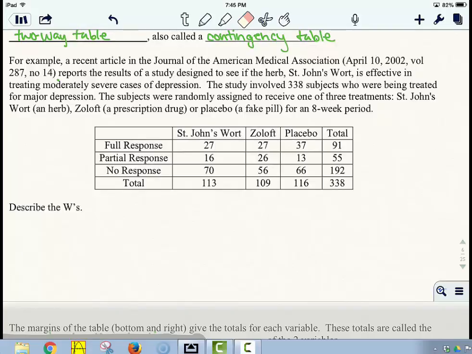The study involved 338 subjects who were being treated for major depression. The subjects were randomly assigned to receive one of the three treatments, St. John's wort, Zoloft, or a placebo, for an 8-week period. Please describe the W's and an H. We will check this in class.